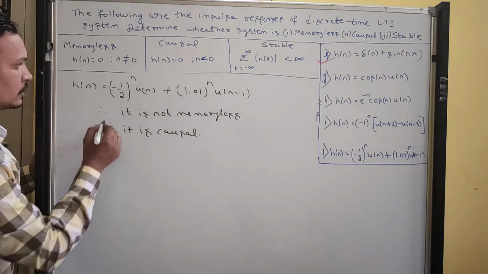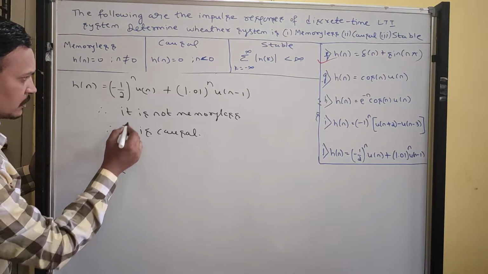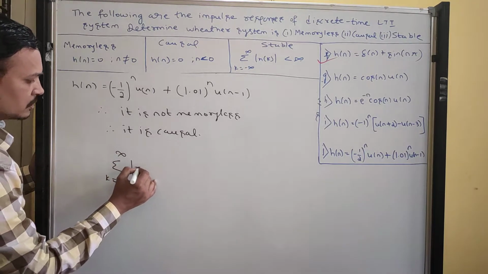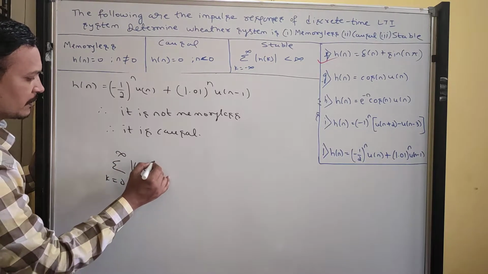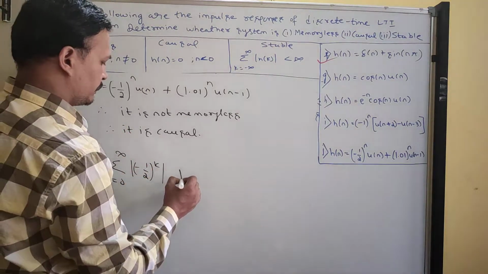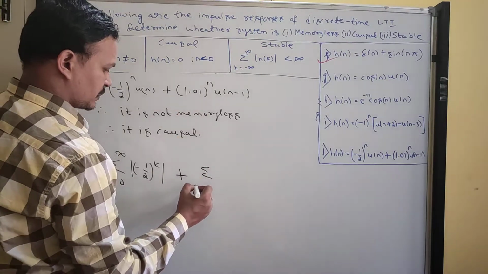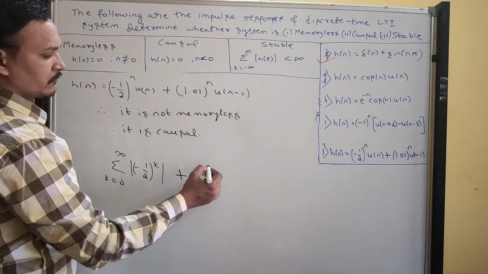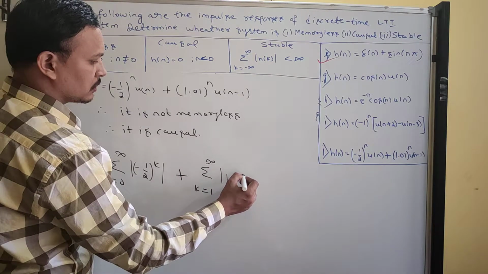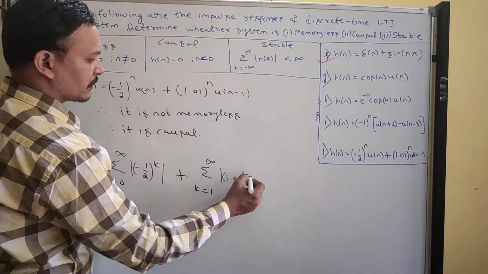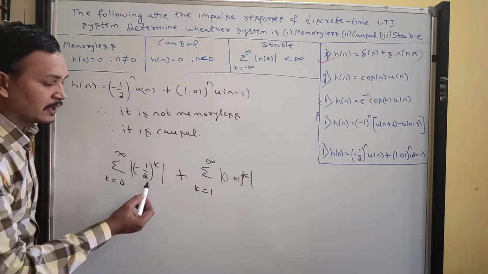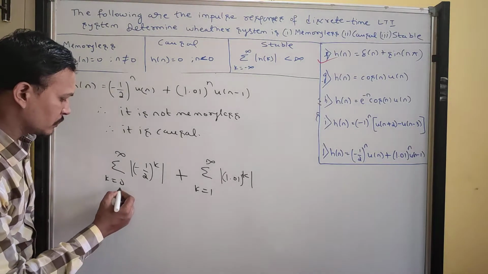Okay, next to stability. So for stability, two terms are there. So summation for u of n, what is the limits? k equals to 0 to infinity mod of minus 1 by 2 to the power of k, this is one term, plus another term summation k equals to, limit varies from 1 to infinity, mod 1.01 to the power of k. See, this is a finite value. Okay, you can apply the formula.